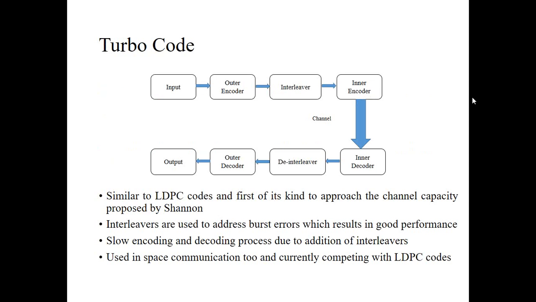Let us move on to turbo codes. These codes were the first of their kind to approach the channel capacity as proposed by Shannon. The use of interleavers in this case leads to a very slow encoding and decoding process, but they are very good at addressing burst errors by shuffling the source symbols to give a uniform distribution of errors. It is also used in space communication.